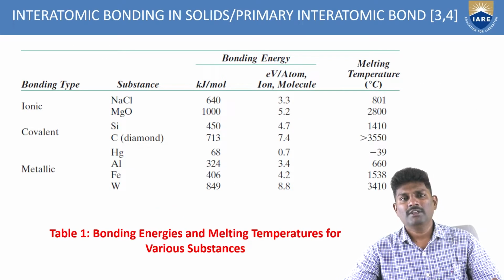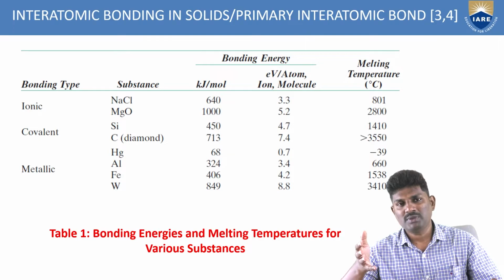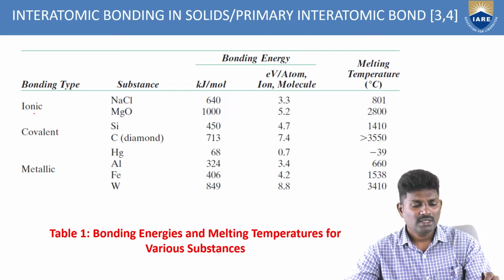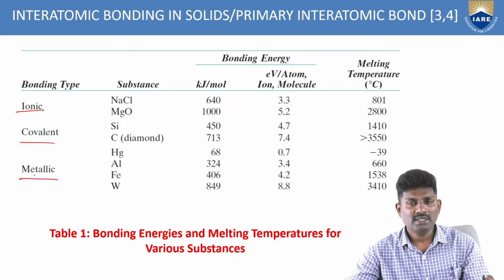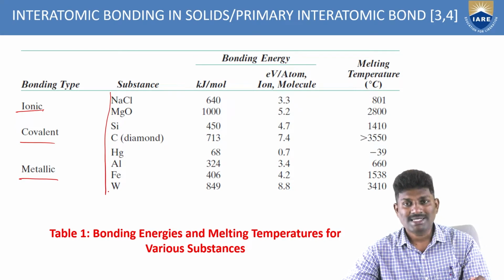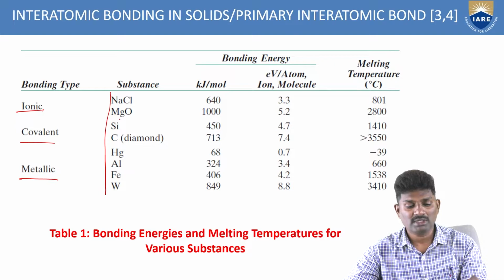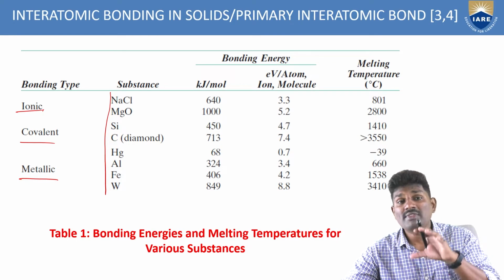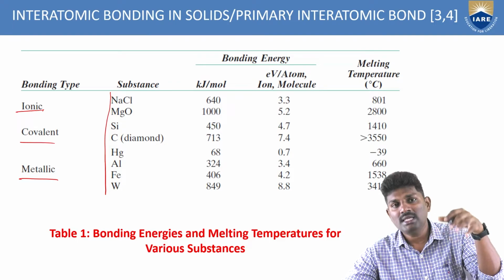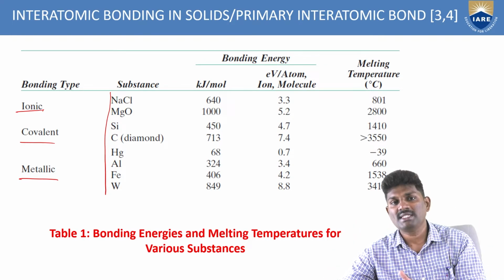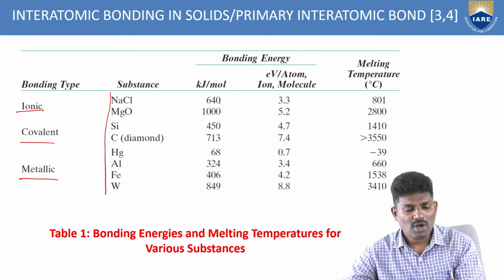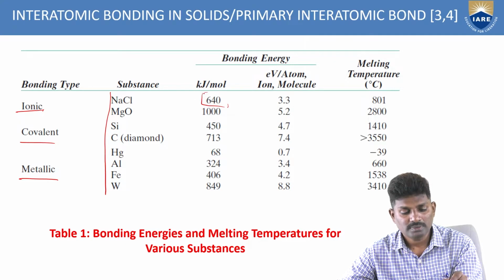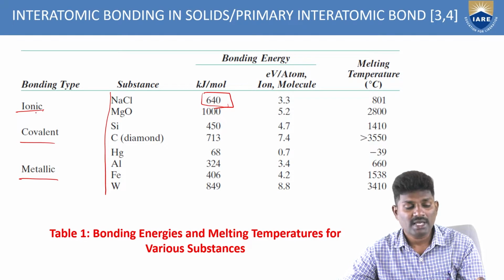Now if you see the different bonding energies of different materials with respect to the type of bonding, here you have ionic bonding, covalent bonding and metallic bonding, and different types of substances. You have sodium chloride, magnesium oxide, silicon, diamond, mercury, aluminum, iron, tungsten. Based upon the type of bonding in the substance, we have different bonding energies. The bonding energy of sodium chloride is 640 kilojoules per mole, for ionic bonding.